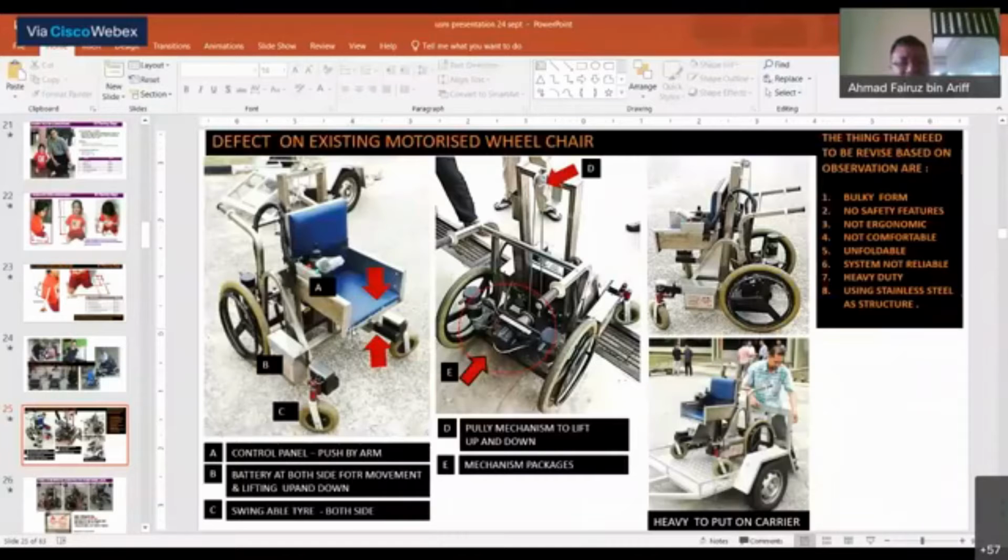safety. Okay, if you can see the system at the back, they're using the pulley system. Okay, mechanism package. What if once this thing breaks, and then the whole thing collapses down? So it's very insecure. Therefore, the things that need to be revised based on the observation are: bulky form, no safety features, no ergonomics, not comfortable, unfoldable, because it is very static. Okay, so system not reliable, heavy duty, using stainless steel as structure.